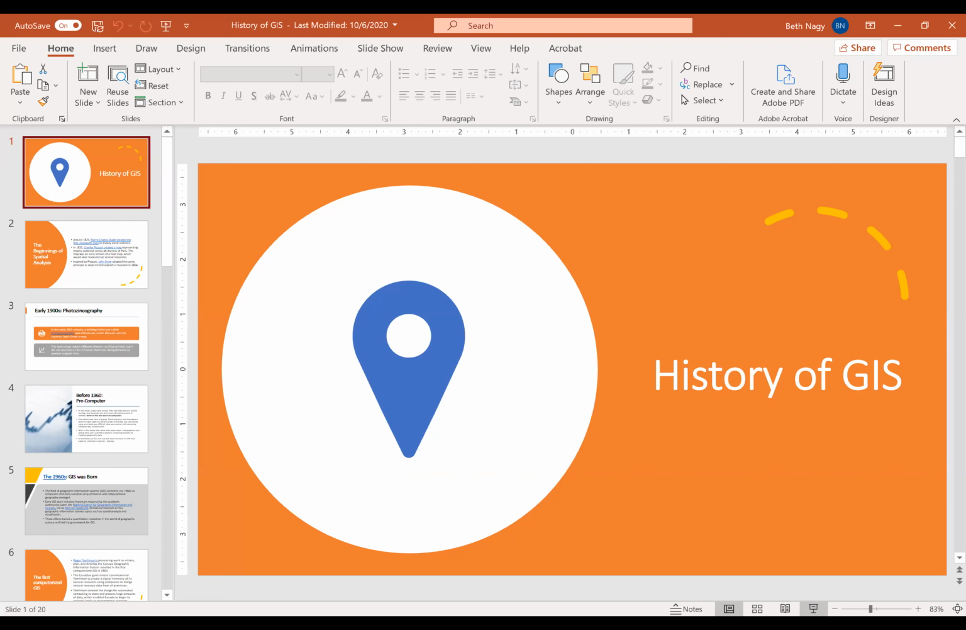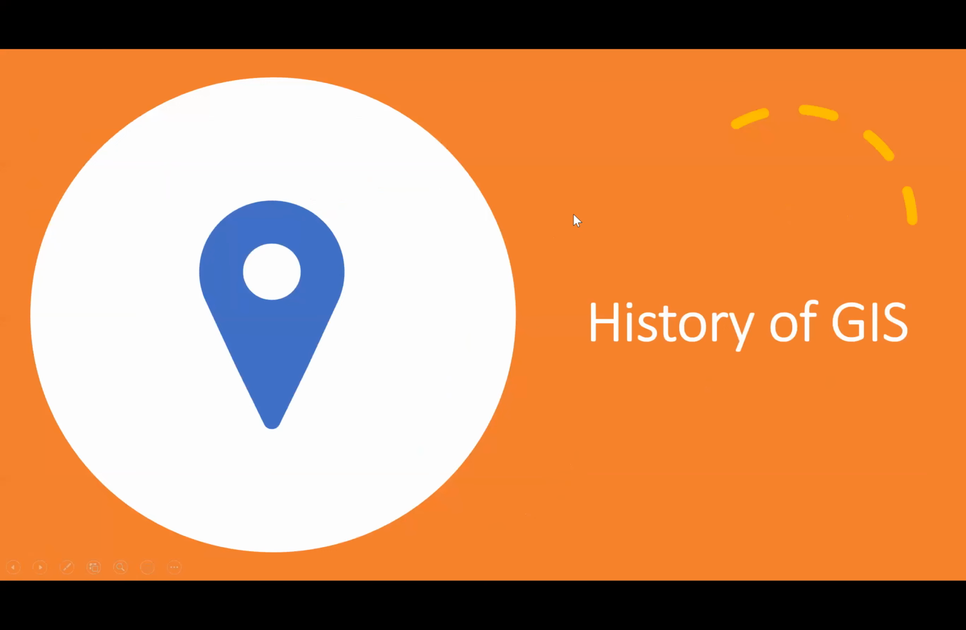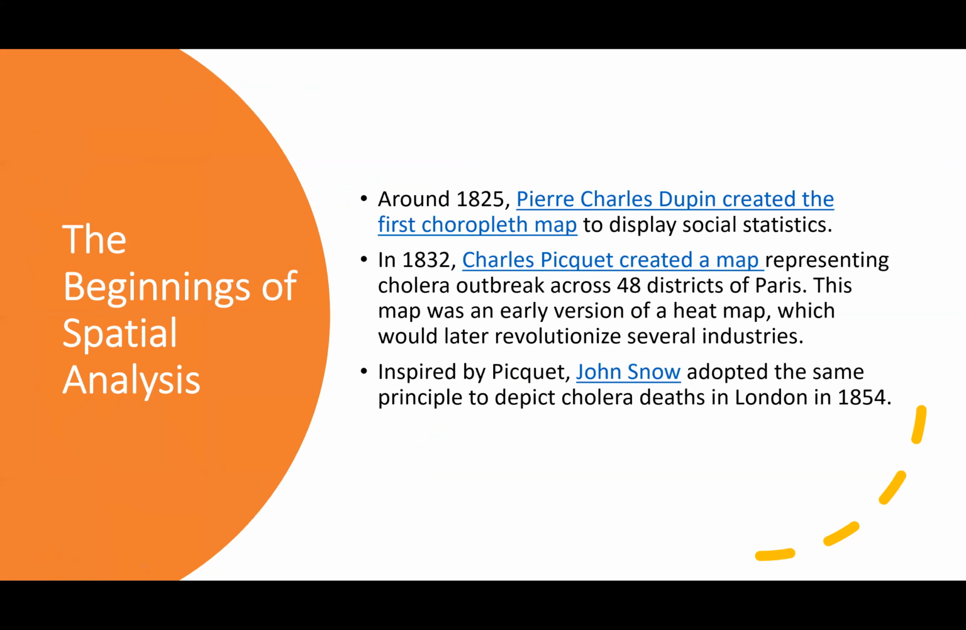Today, we are going to talk about the history of GIS, not to be confused with the history of cartography, the history of map making. So we're going to get more into the modern era of information systems, because that's really the influence here for the history of GIS. So it's really the beginnings of spatial analysis.